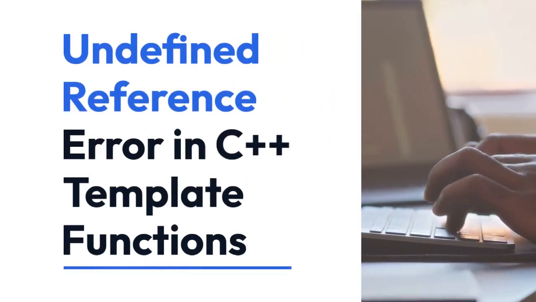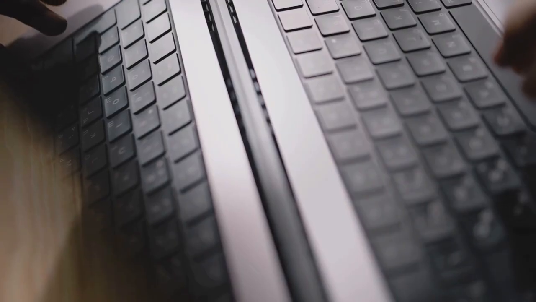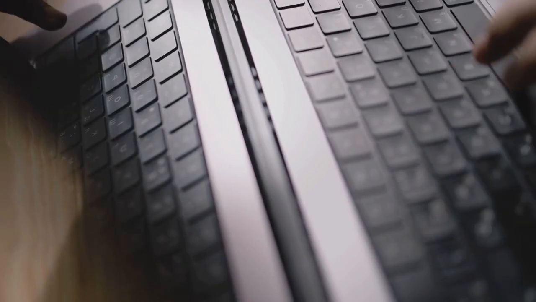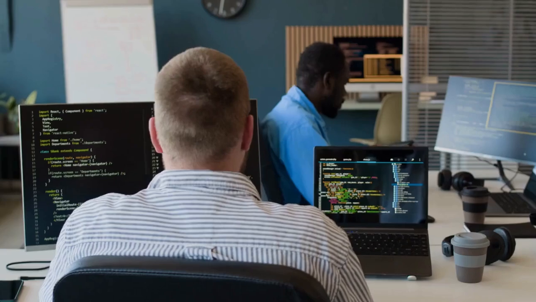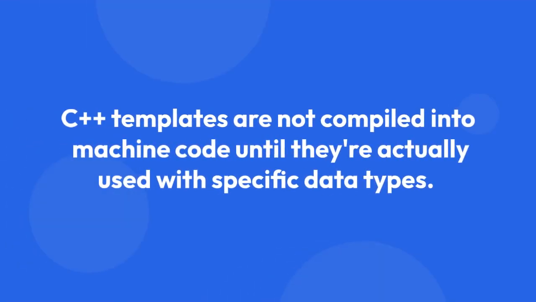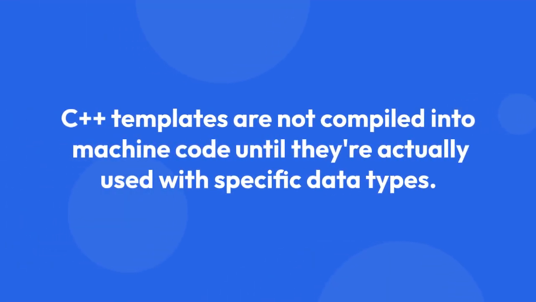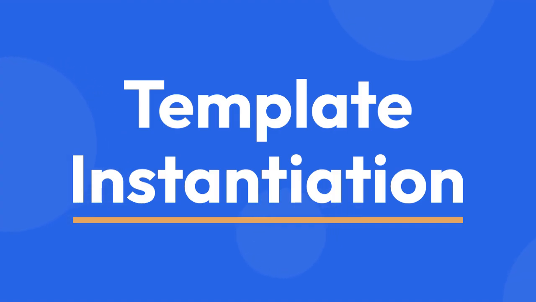We're explaining the undefined reference error in C++ template functions. This frustrating error pops up when the compiler can't find the definition of a function, even though you think you've provided it. The core issue stems from how C++ templates work. They're not compiled into machine code until they're actually used with specific data types. This is called template instantiation.